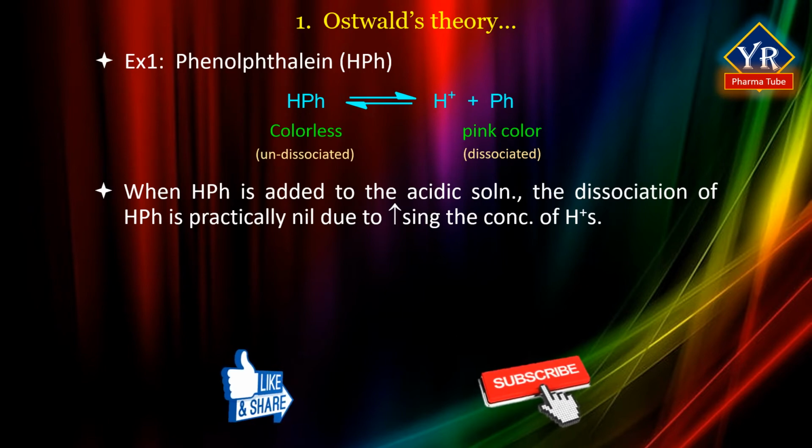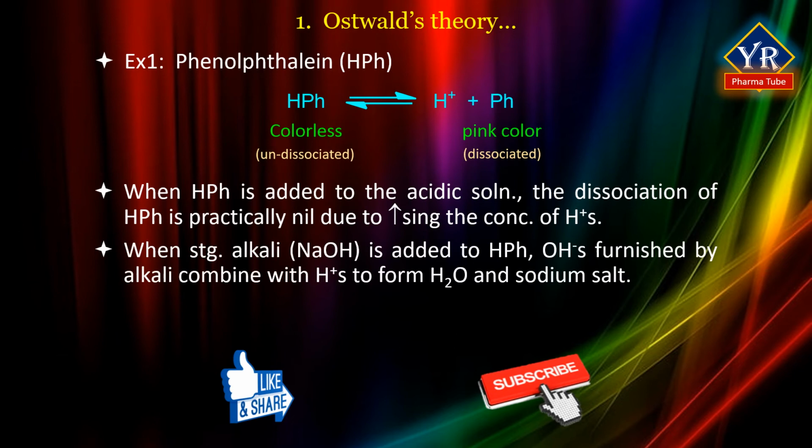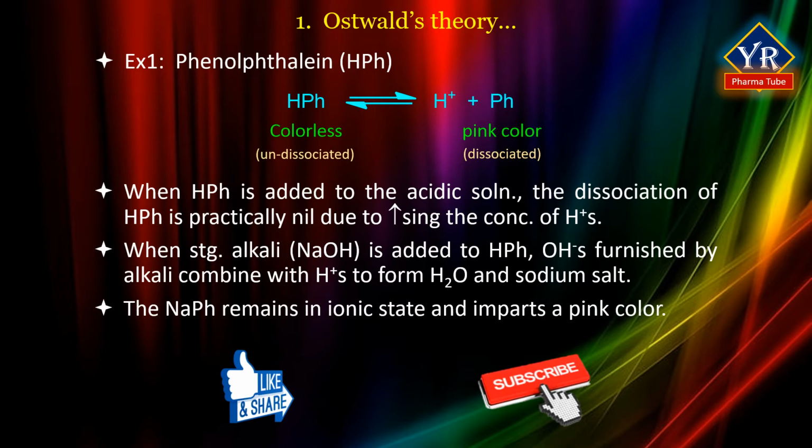When a strong alkali such as sodium hydroxide is added to the phenolphthalein, hydroxide ions furnished by the alkali combine with hydrogen ions to form freely ionized water and sodium salt. The sodium salt of phenolphthalein remains in ionic state and imparts a pink color to it.